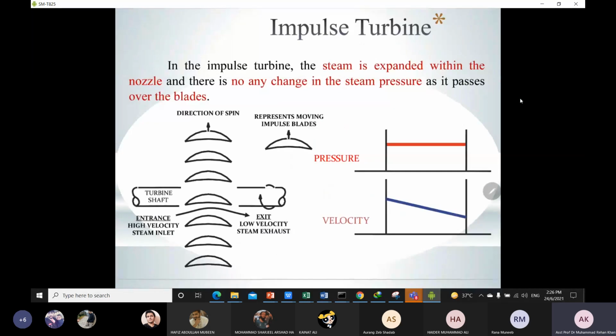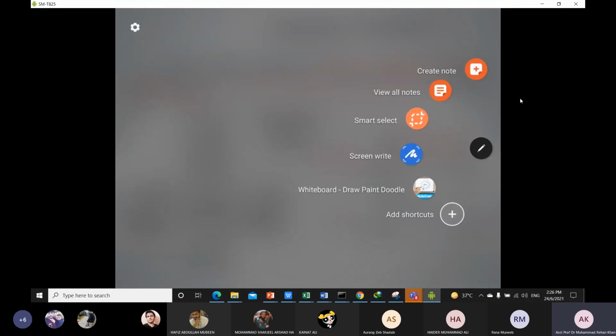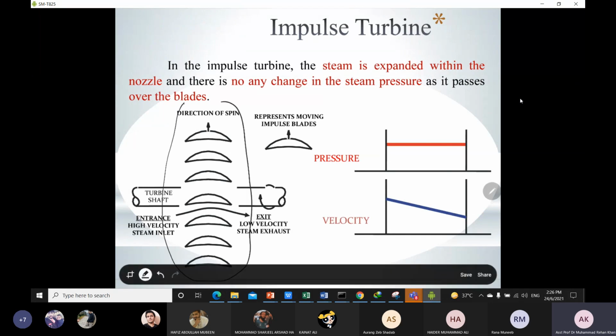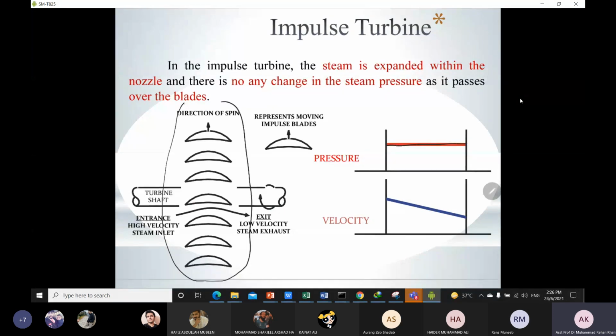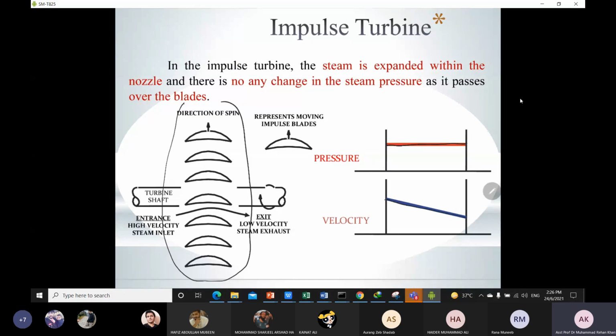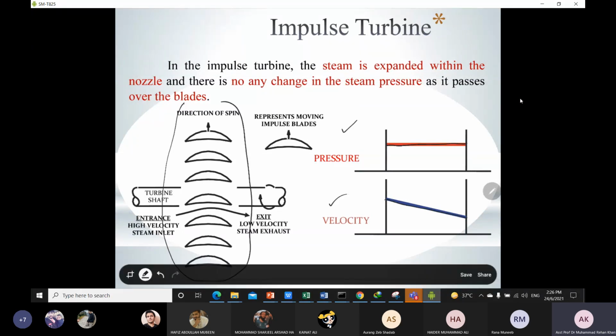Now if we take a look at the moving blade graph only, because in the previous picture we were considering the nozzle graph and also the moving blade. This is the moving blade connected to the shaft. In the case of an impulse turbine, the pressure is constant when it is passing the moving blade, and the velocity decreases. This is the graph for the moving blade section.